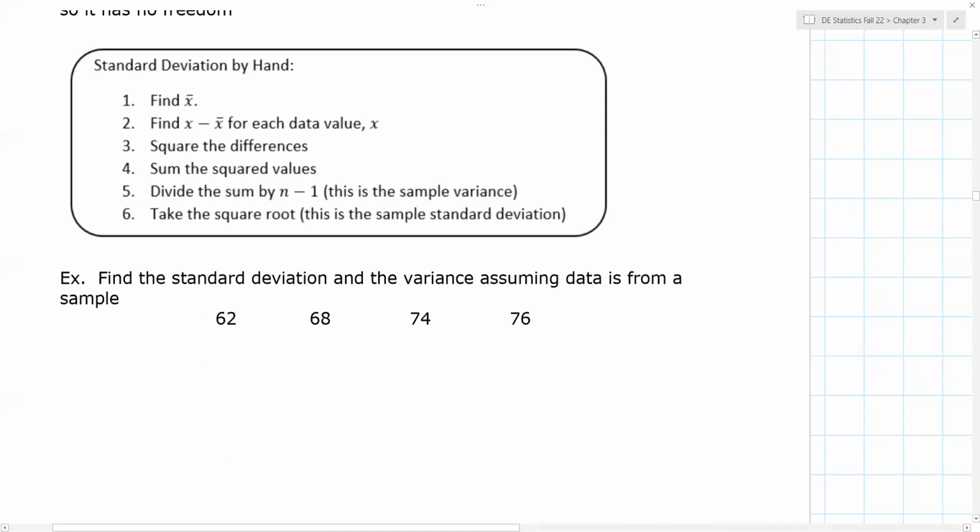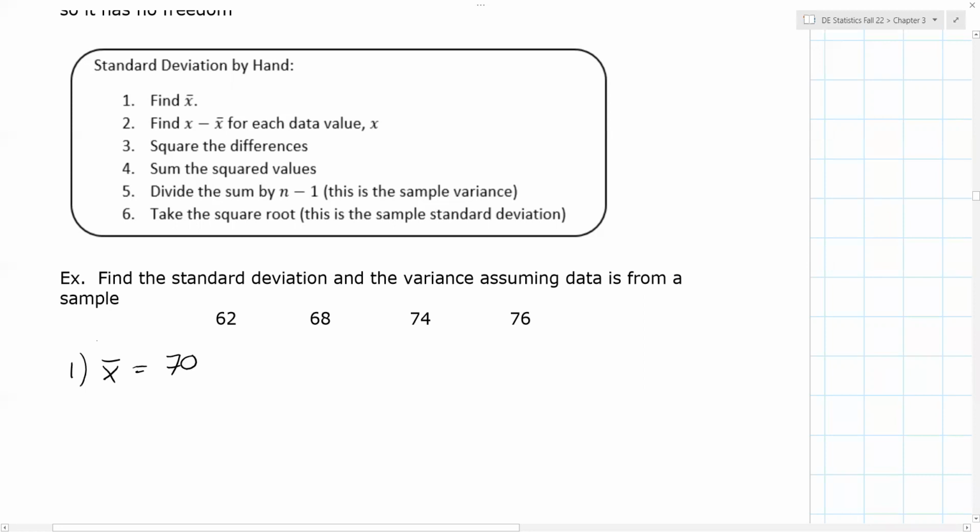So finding standard deviation by hand, you can see there are 6 steps to it, and we are going to do those 6 steps for this data set that we have down here with 4 data points. The larger the data set, the more quickly finding standard deviation by hand becomes more and more difficult. But starting off with 4 is not too bad, so we'll go ahead and do that. So step 1, find X bar. So we add up all 4 data points, we divide by 4, and we get an average of 70.